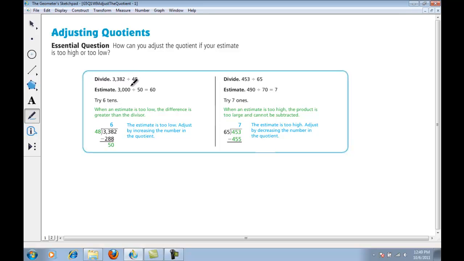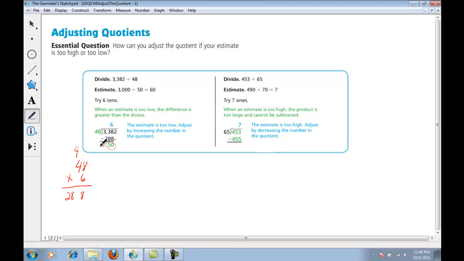So we can estimate this to be 3,000 divided by 50, which is about 60. So we can try 6 tens. When we're dividing this, we can divide the 338 tens into 48 groups and put 6 in each group. If we do that, we're going to use up 288 tens, because 48 times 6: 6 times 8 is 48, 6 times 4 is 24, plus 4 more is 28, so 288. When we subtract, we have 50 tens left over.